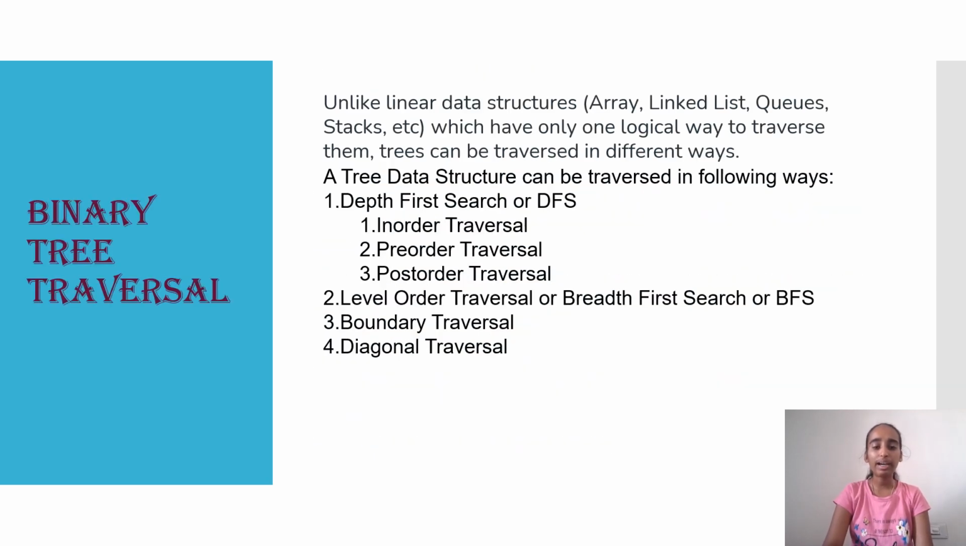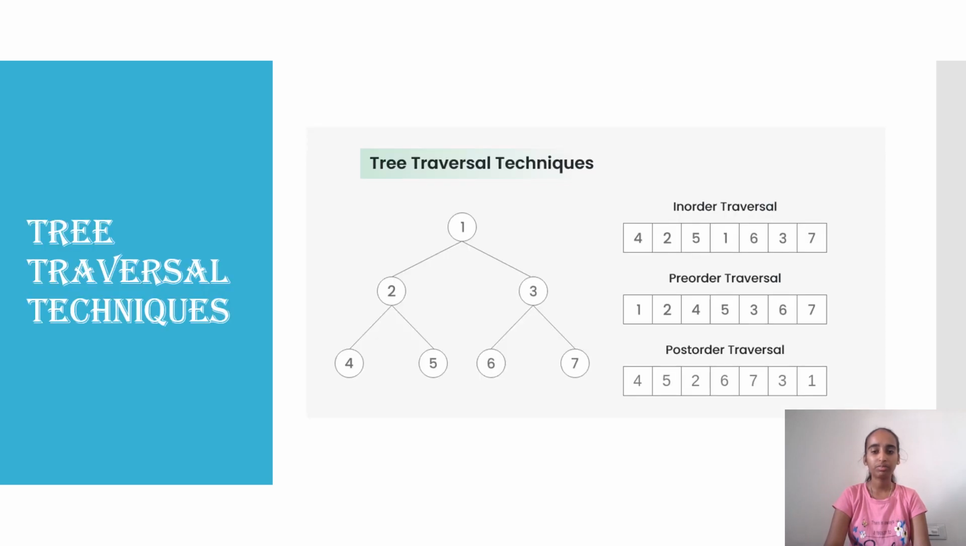So let us move on to binary tree traversal. Unlike linear data structures, that is array, linked list, queues, stacks, etc., which have only one logical way to traverse them, trees can be traversed in different ways. A tree data structure can be traversed in the following ways: depth first search or DFS, that is in-order traversal, pre-order traversal, and post-order traversal. Level order traversal or breadth first search or BFS, boundary traversal and diagonal traversal.